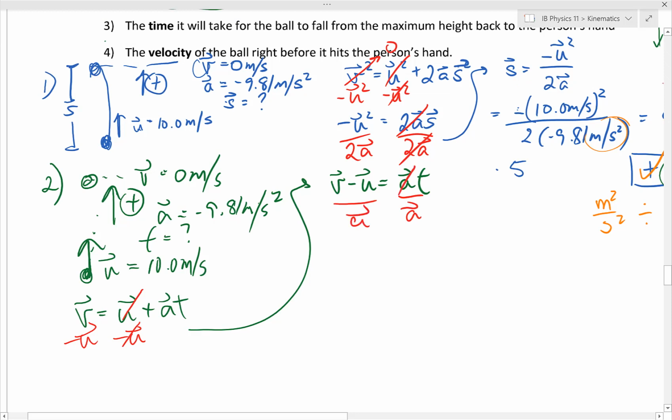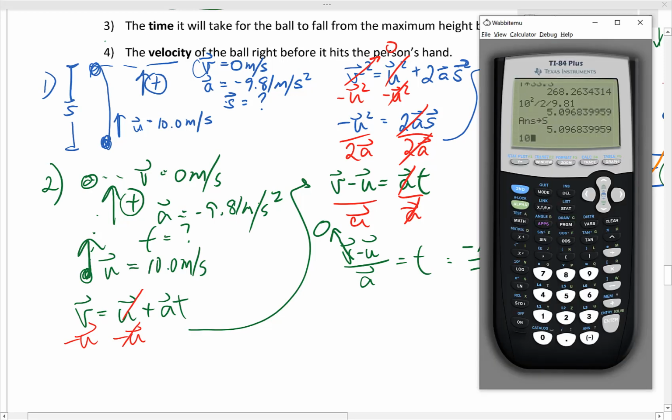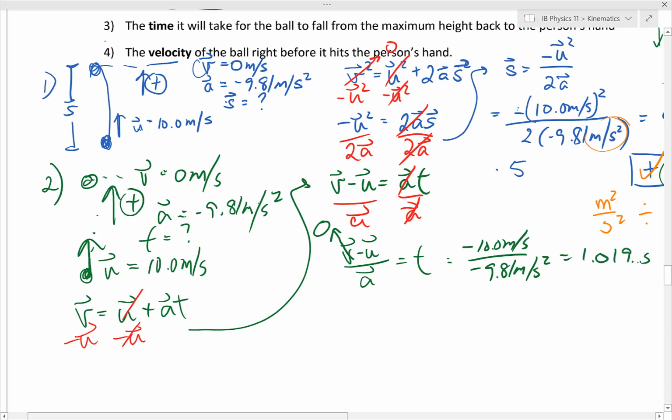Next up, I'm going to divide both sides by A to isolate for T. And since my final velocity is 0, this actually goes away. If I plug in all my values, I get negative 10 meters per second divided by negative 9.81 meters per second squared. And if I put this into the calculator, I get 1.019 seconds, which I'm going to round to 1.02 seconds.